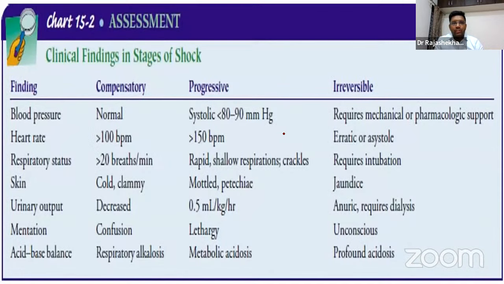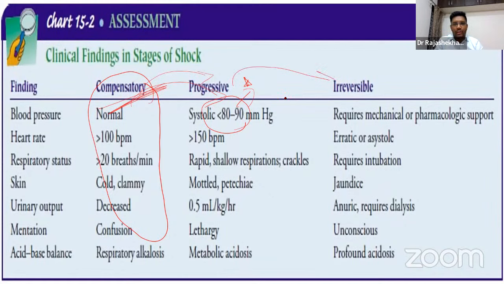You can go ahead with this. So you should know to identify the patient at an early stage, in the compensatory stage of the shock itself. When you identify the patient in a low blood pressure stage, that means the patient has already progressed from the compensatory phase to the progressive phase. This is very, very important. You should identify your patients in the compensatory phase itself, so that you don't allow your patient to go into the progressive stage or else into the irreversible stage.